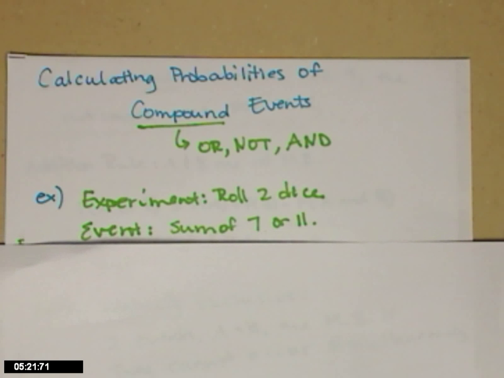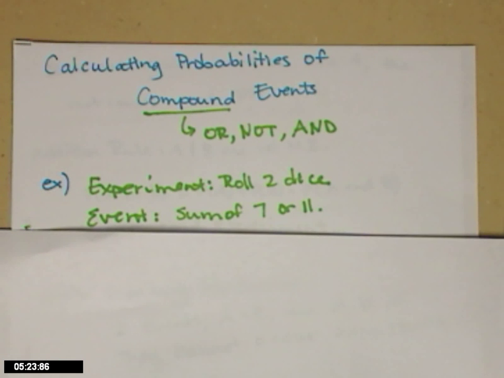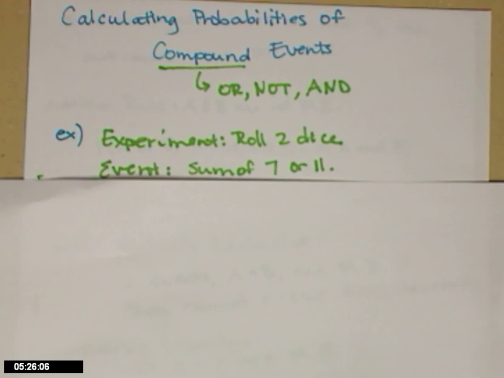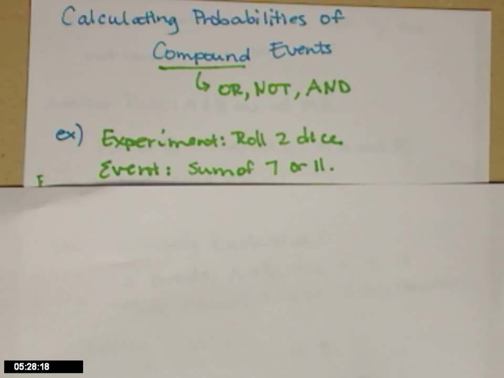So here's our first example. Let's see if we can figure it out without the formula first. So let's roll two dice, and our event is getting a sum of 7 or 11.